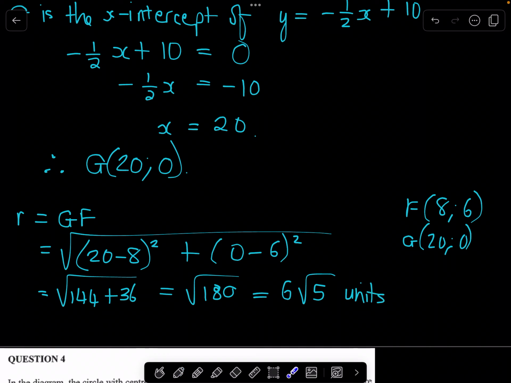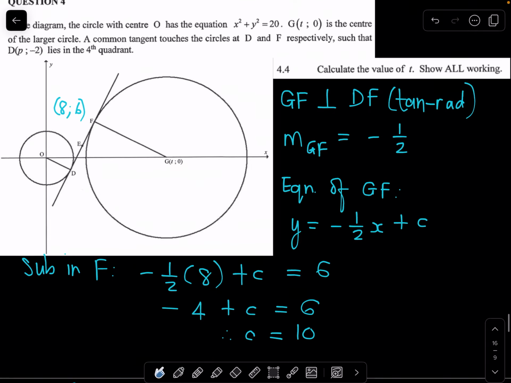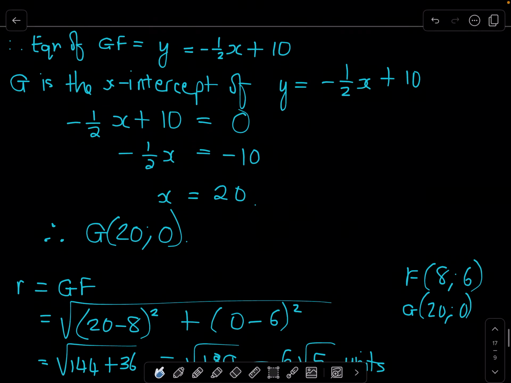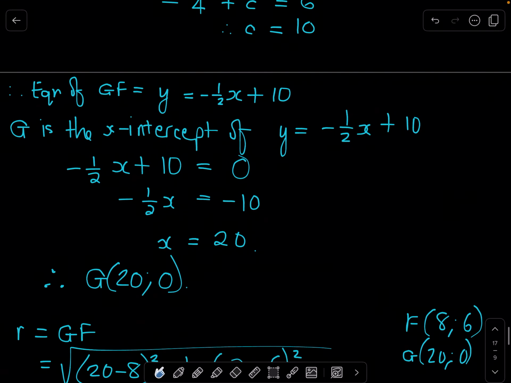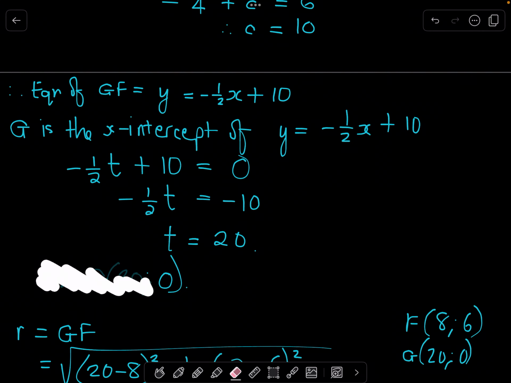Okay, we don't actually even need this because our equation is r squared, which is going to be the 180 under the root. Wait, what are we trying to find? We're just trying to find the value of t. Oh my goodness. Okay, sorry. So we found that over here actually. So minus a half times t plus 10 is equal to 0, and so minus a half times t is minus 10, and so t is equal to 20. So all of this really is just unnecessary.